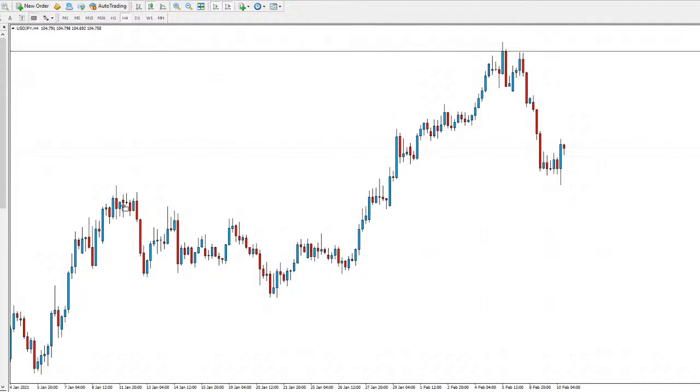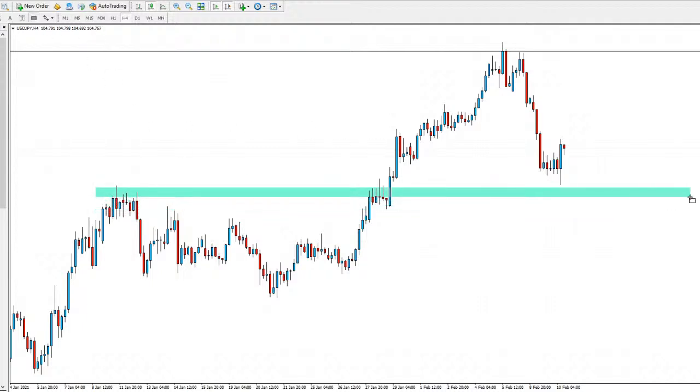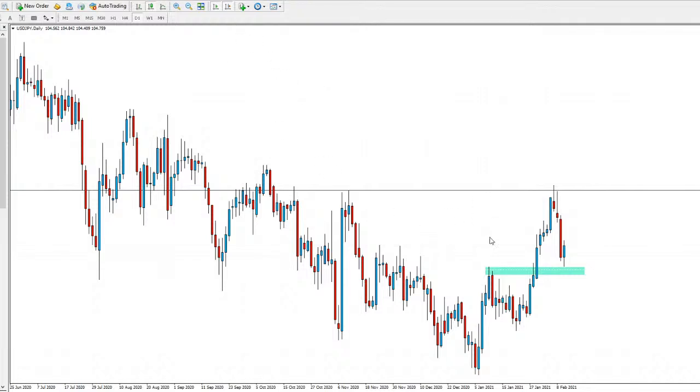USD/JPY, again for this one, we didn't really quite get a test of this support here. As you can see, we kind of just missed it by about a pip or so, but nonetheless we are holding at support in that area. So I could be seeing a move to the upside for this pair as well. Like I said, my bias is still to the upside for USD/JPY.